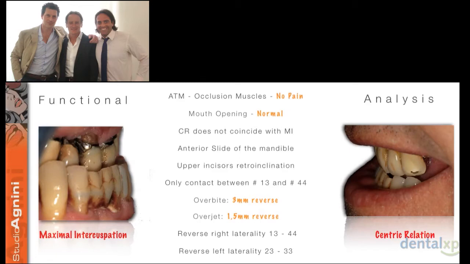So we see that, talking about the articulation, there was no pain, and his mouth opening was normal. As we see really clearly in this picture, the centric relation does not coincide with the maximal intercuspation. We have an anterior 3 mm reverse overbite and 1.5 mm reverse overjet, and we have a reverse right laterality between 13 and 44, and a reverse left laterality between 23 and 33. So again, we wrote this in our chart.